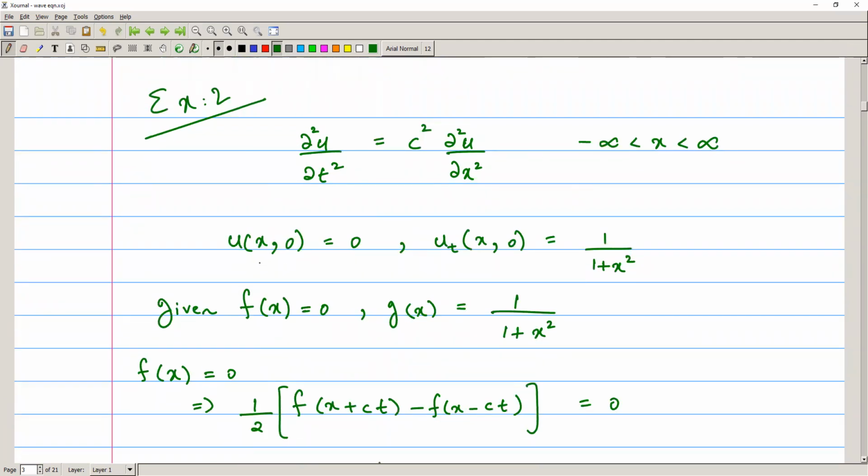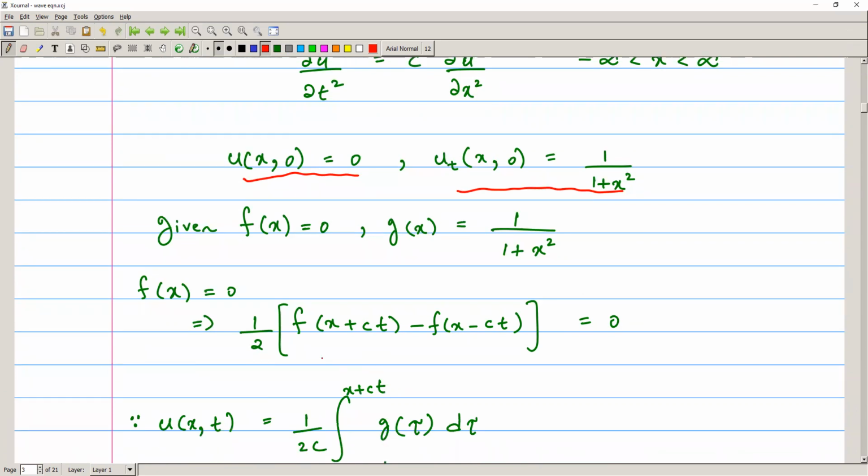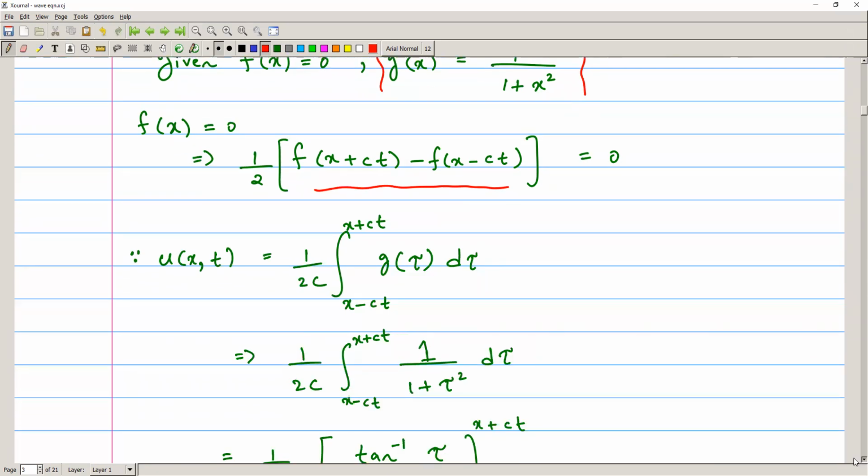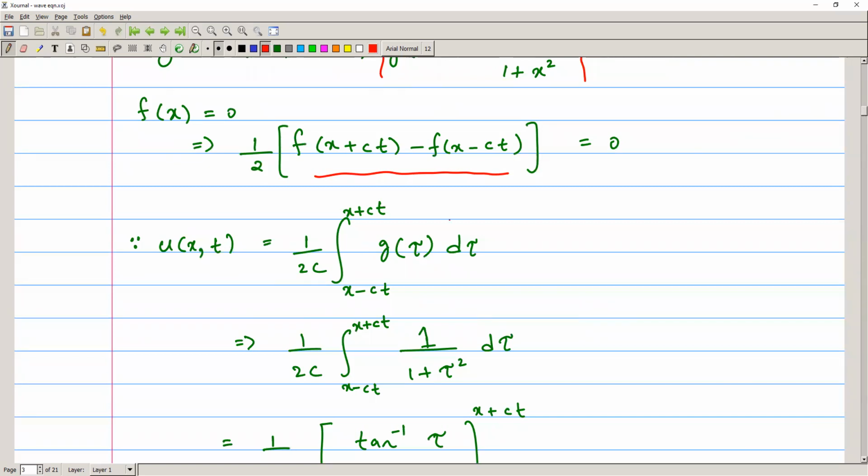So in this case, we can see that the initial displacement is 0 and the initial velocity is some function here, 1 over 1 plus x squared. Therefore, this part in this equation will be 0 because the function of x is 0. Therefore, this will be equal to 0. And we only have to solve for this initial condition, that is, for the initial velocity. And then we will integrate the function.